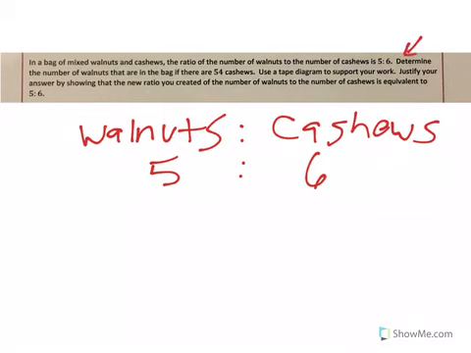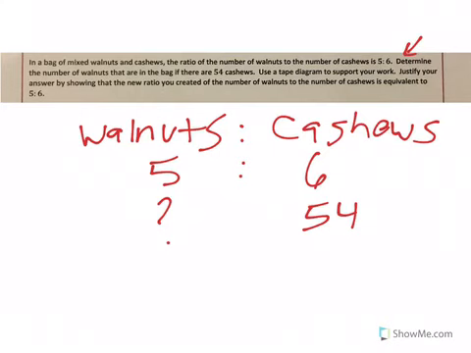Back to the problem. Determine the number of walnuts that are in the bag. So we're trying to find the number of walnuts. If there are 54 cashews, use a tape diagram to support your work. Justify your answer by showing that the new ratio you created of the number of walnuts to the number of cashews is in fact equivalent to 5 to 6.